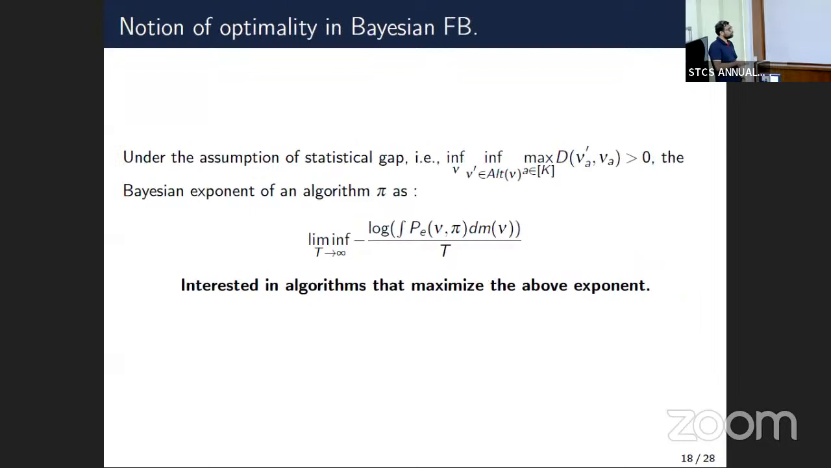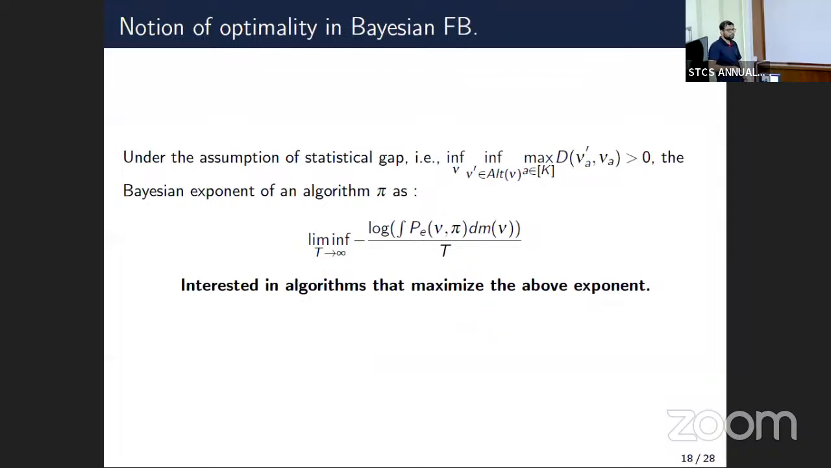Okay, so what is the formal notion of optimality here? It's basically the Bayesian exponent that I'm interested in. And that is guaranteed to be strictly positive under this notion of statistical gap. What is mu here? This is the prior measure on the set of bandits. So we are interested in algorithms that maximize this Bayesian exponent.